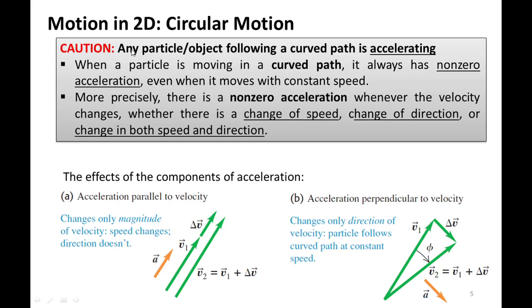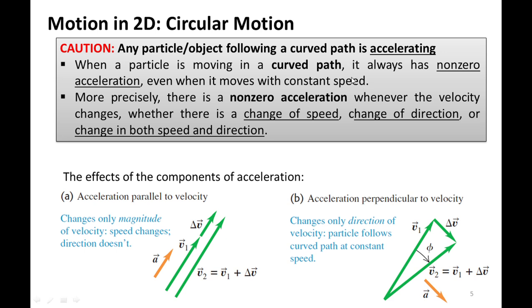Now, any particle or object following a curved path is therefore accelerating. We can never have zero acceleration when it comes to circular motion, unlike in our linear motion. So when a particle is moving in a curved path, it always has a non-zero acceleration even when it moves with constant speed, or constant magnitude of velocity. Because again, your speed is the magnitude of your velocity, right?